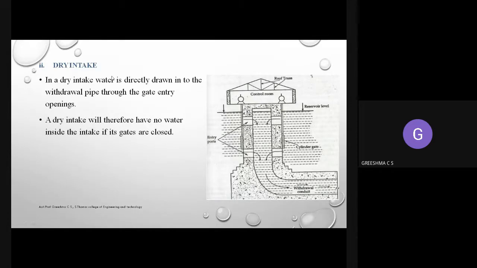The next one is dry intake. So in a dry intake, what is happening? The water is flowing through this gate and it will be flowing through this conduit pipe. You can see below there is a withdrawal pipe. Water will be flowing through the gates and through this pipe, so no water will be stored in this tower. In this tower-like portion water will not be stored, just water supply will be done.